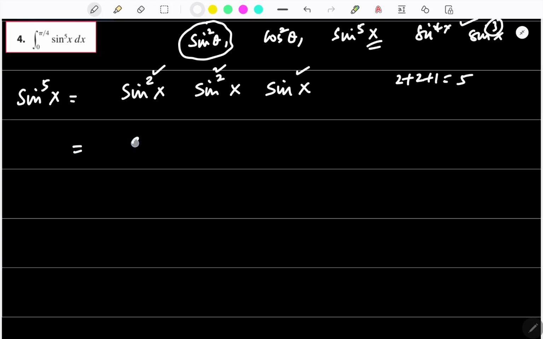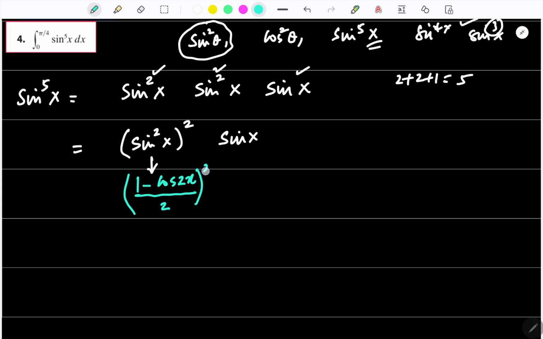So this one, I can write it as sine square x, the whole square. Teacher, again coming 4. So what is the use? Wait a minute. We have a formula, right? So sine square x, we have a formula: 1 minus cosine 2x, divided by 2.